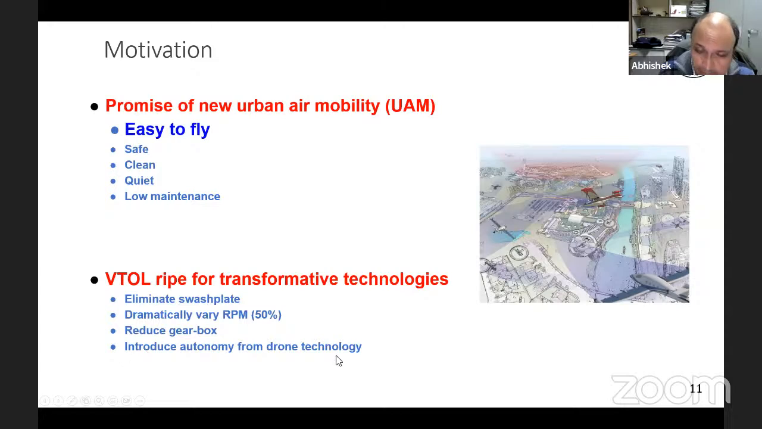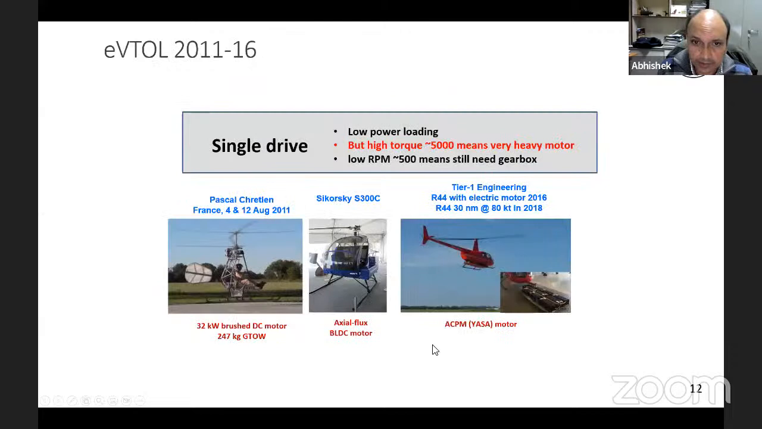And most importantly, because of this kind of electric VTOL technology, I can introduce autonomy, which is coming from the drone side of things. With this autonomy, I can make this ambulance autonomous to operate, and it doesn't require a pilot as such. So you only have a paramedic, whom you are supporting. In the early days of eVTOLs, people were mostly trying to convert existing helicopter designs to electrically powered helicopters.